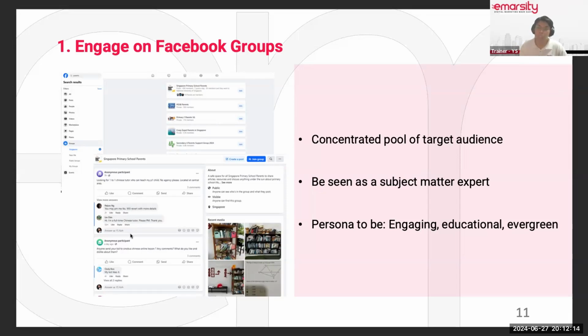Third will be to promote your product or service in the Facebook group. You get a concentrated pool of target audience, and you can be seen as a subject matter expert. You want to have the persona whereby you are very engaging: you engage them, educate them, you're the subject matter expert. Post evergreen content. Evergreen content basically means if someone reads it, say 2 weeks later, and you respond, it's still relevant for them. It's something that stays very relevant over time.